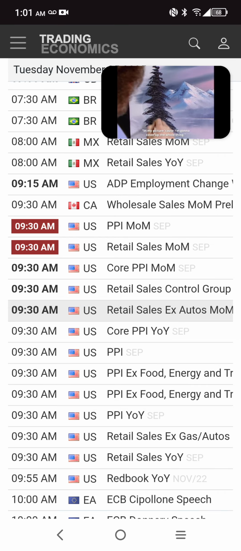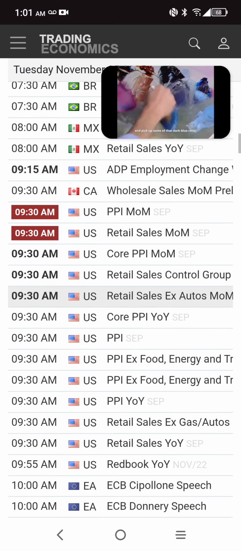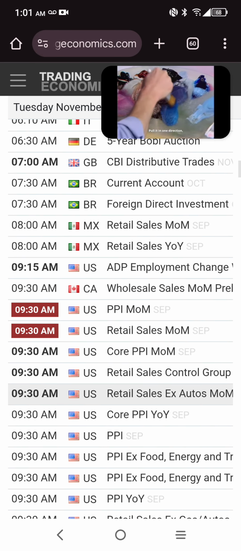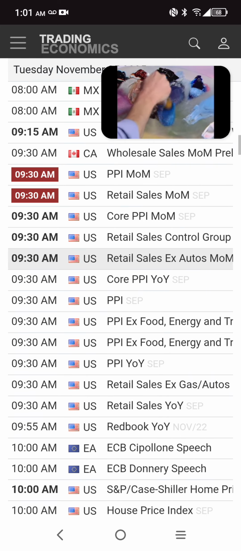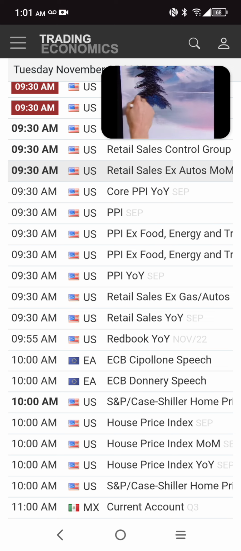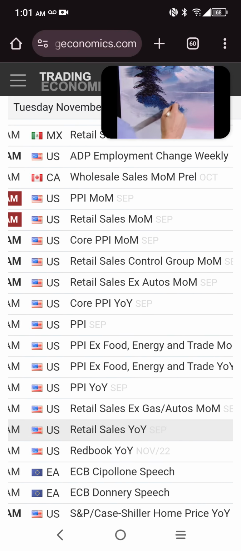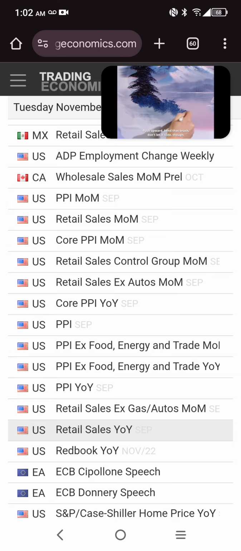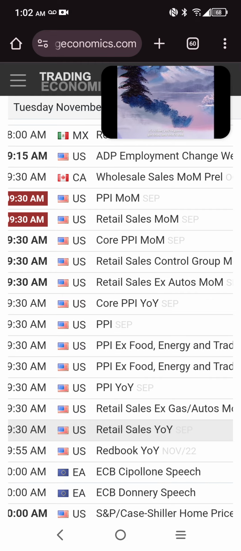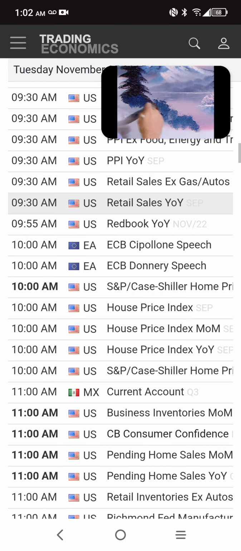But these numbers move markets. They move currency markets and they move stock markets. They move all the markets. They create volatility in the markets. Okay, so we got all of this. We got retail sales year over year, PPI year over year, PPIX food, energy, and trade, PPIX food, energy, and trade month over month and year over year. So, of course, okay. And then at 10 o'clock, you got house price.